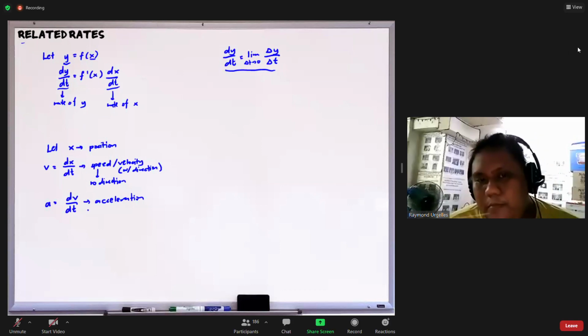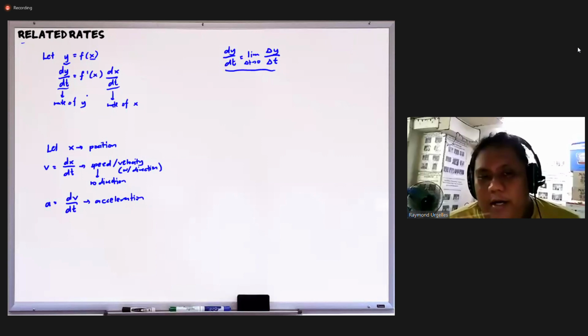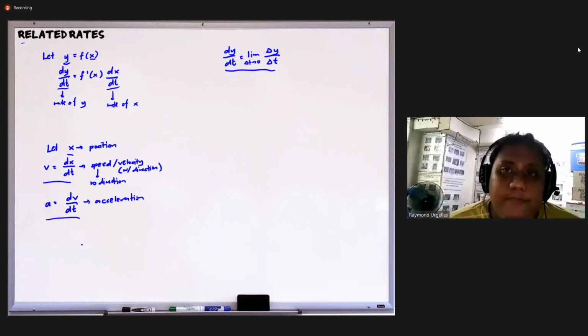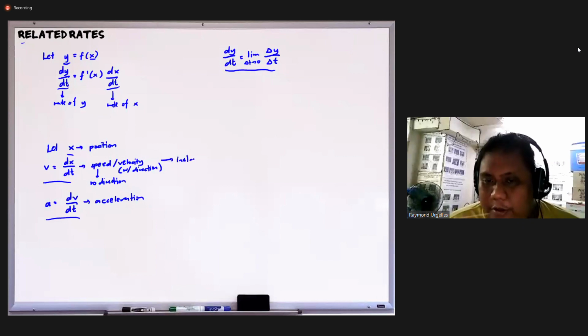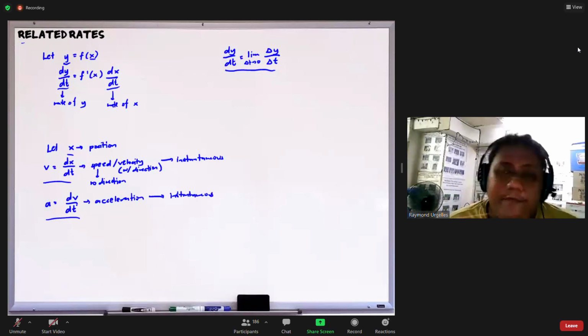Okay? So kakailanganin pa rin natin ng mga direct formula dito. Pag ang tanong ay may kinalaman sa position, velocity, saka acceleration, ito lang yung gagamitin natin. So tatandaan nyo lang yan. Ito yung tinatawag natin as the instantaneous value. Tapos ito naman, tinatawag din natin as the instantaneous value. So pag derivative. Okay?